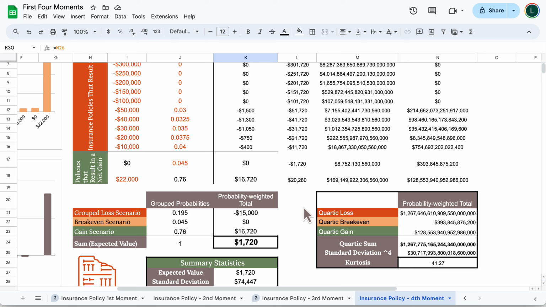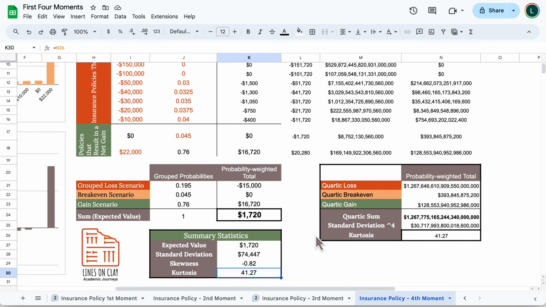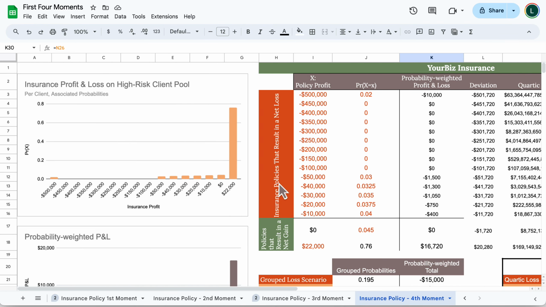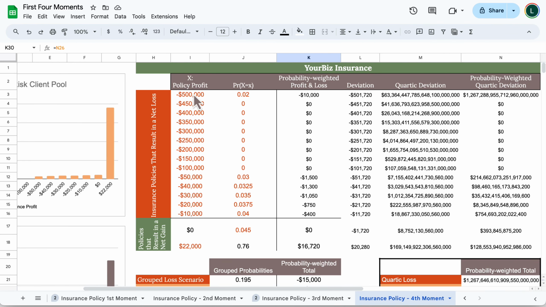Like if you had just calculated excess kurtosis with an actual data set that you had in Google Sheets or in Excel. So the kurtosis is huge, but we expect it to be huge. I mean, this is a crazy distribution where we have this really big, nasty negative outcome and a fairly decent chance that that's what's going to happen.